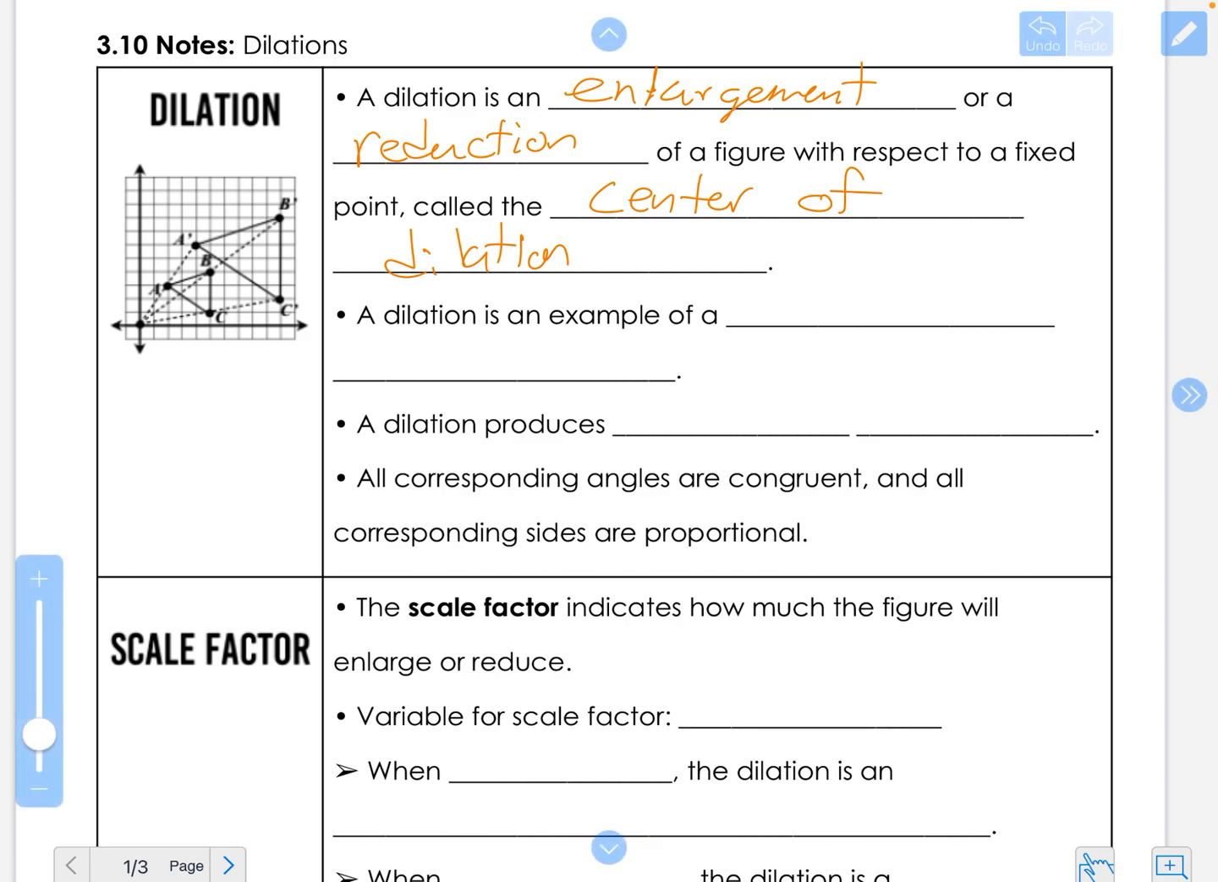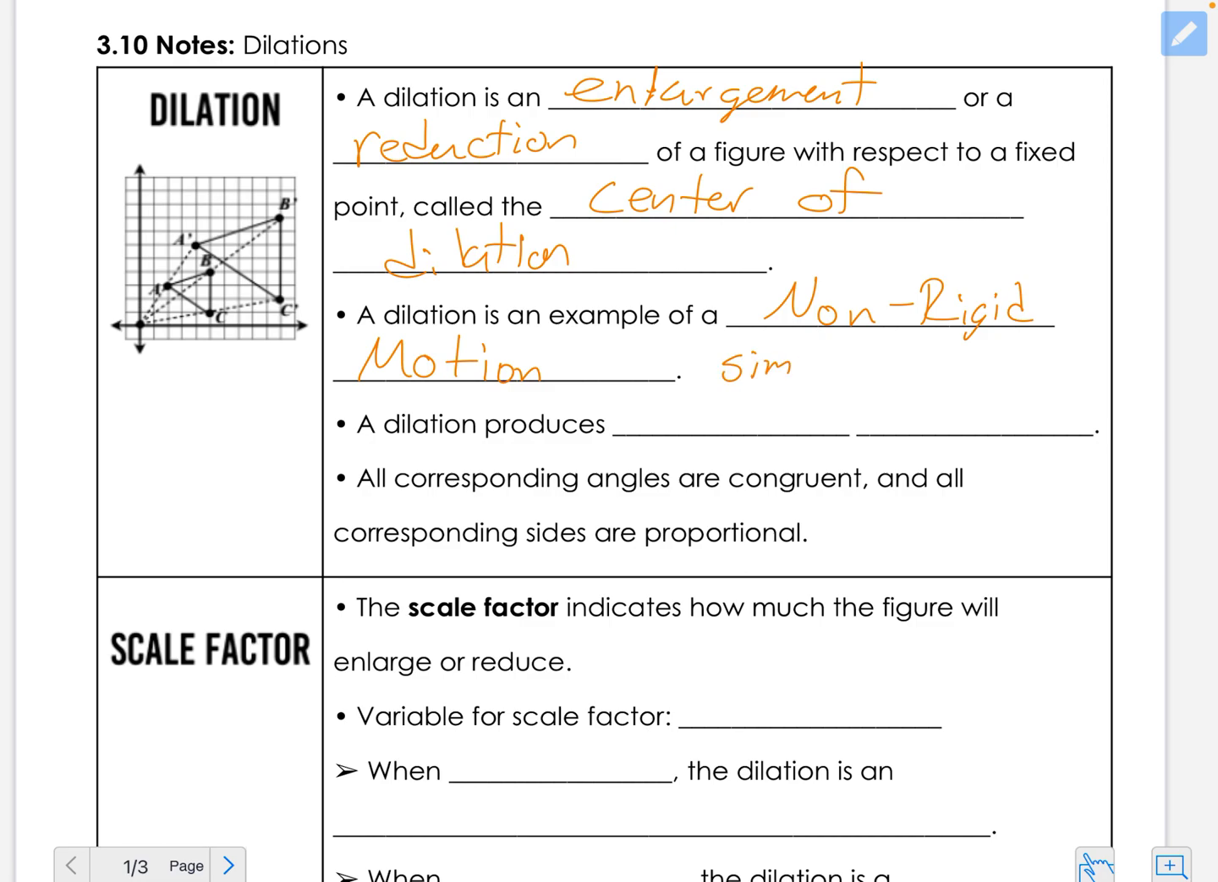A dilation is an example of a non-rigid motion. And so what that means is that the shapes are not going to be congruent. Our shapes are going to be similar, which means their sides have the same proportion and the angles are congruent.